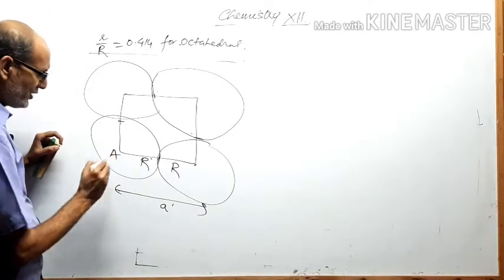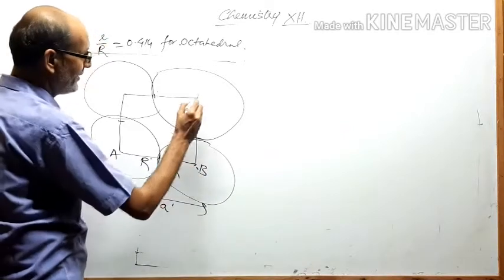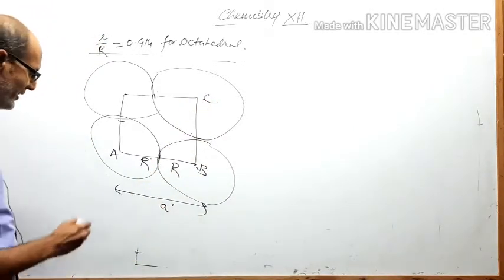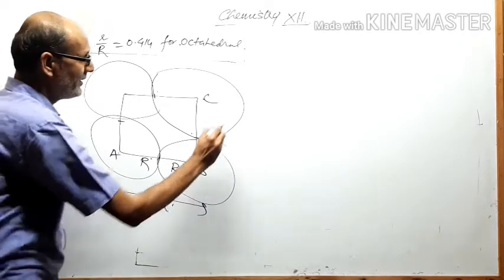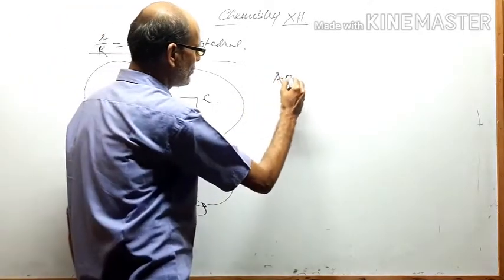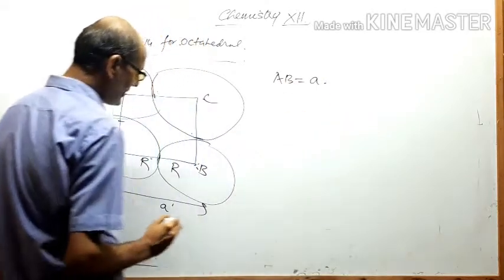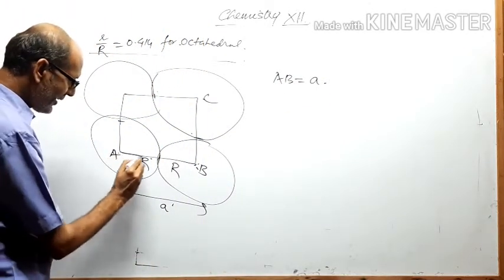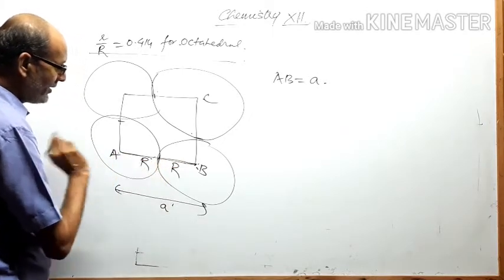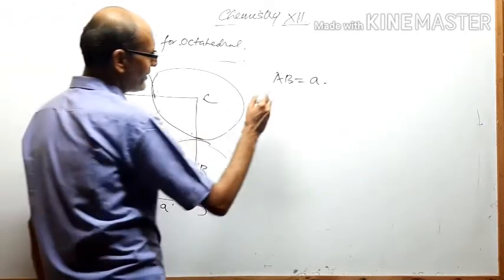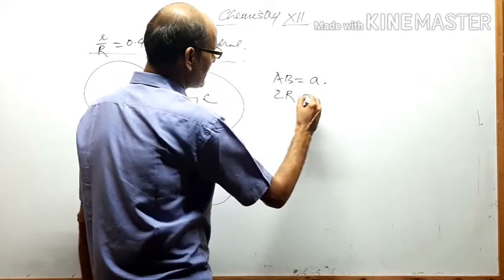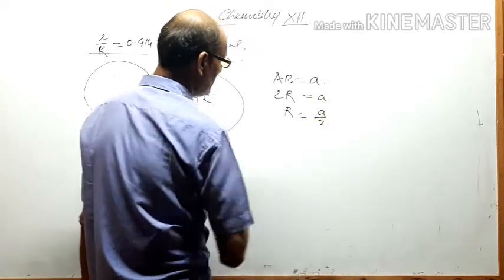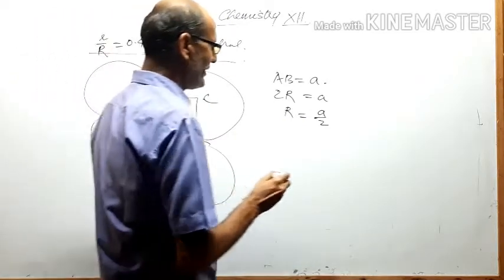See here, this is the point A, B, C. What you are seeing, AB, you can write AB is equal to small a, the side of the cube. In place of AB, you can write R and R, so this will be 2R. 2R is equal to a, so R is equal to a by 2. This will be your equation 1.